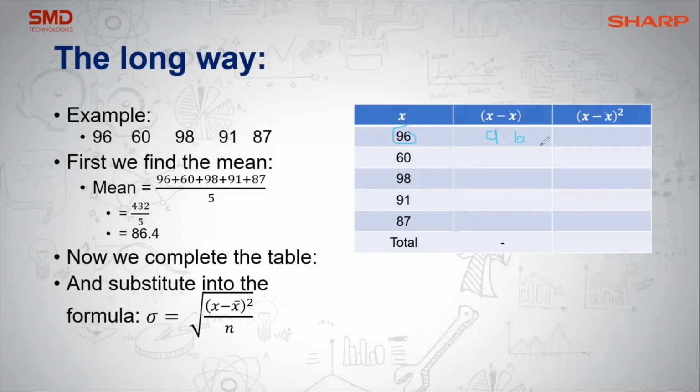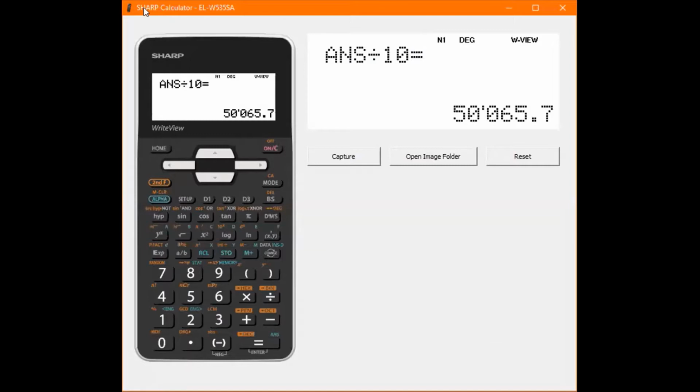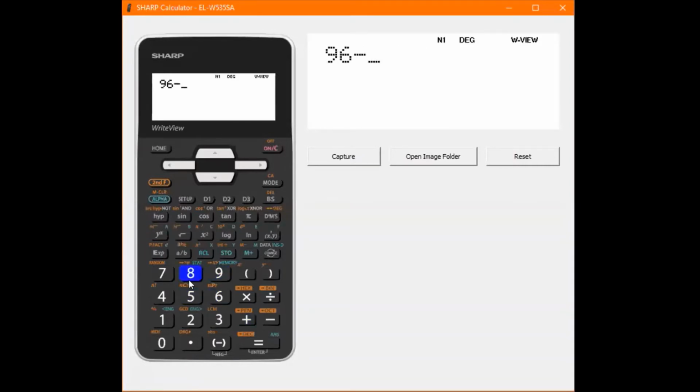Let's just use the calculator. I mean, that's what it's here for, right? So the first one would be 96 minus 86.4 is equal to, I was right. Aren't you proud of me?